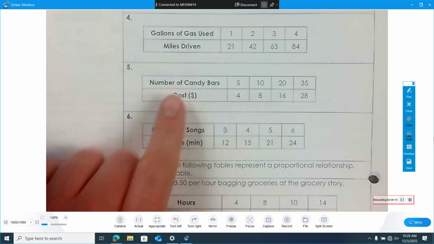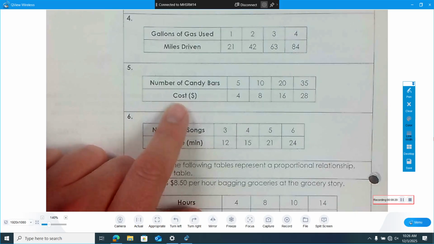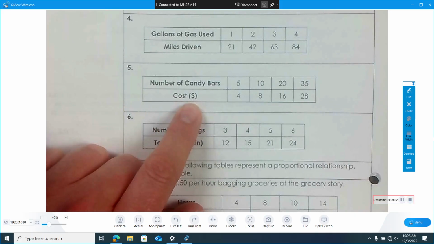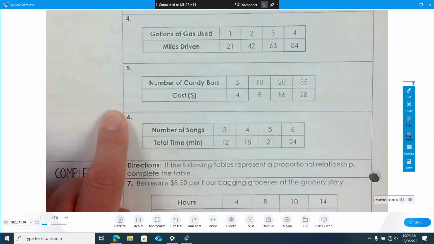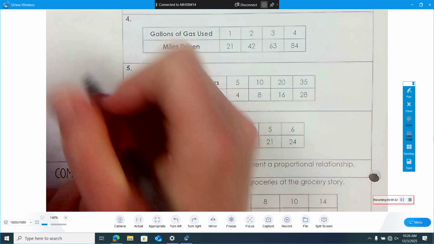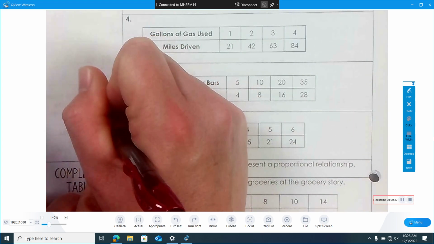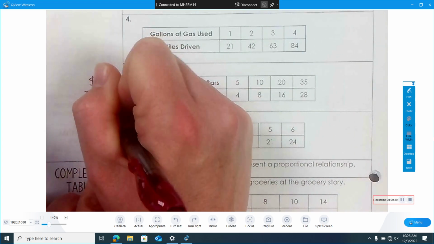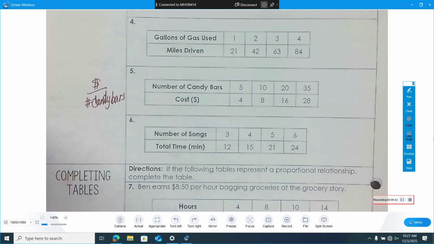Let's look at number 5 here. We have the number of candy bars. I talked about this yesterday. It was so funny. And the cost of those. So how would we want to set up this ratio? What do you think makes sense? Yeah, cost per number of candy bars.